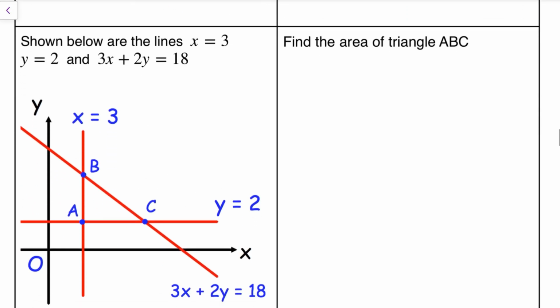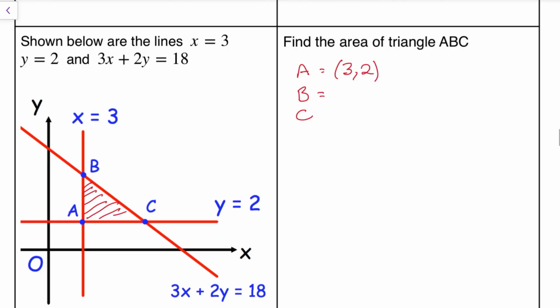Next question. Shown below are the lines x equals 3, y equals 2, 3x plus 2y equals 18, okay? Find the area of the triangle. Right, we've seen something like this before, haven't we? So I'm going to need the coordinates of A, B and C. Well, let's start with A. A is where x equals 3 and y equals 2 meet each other. So in other words, that is the point 3, 2.